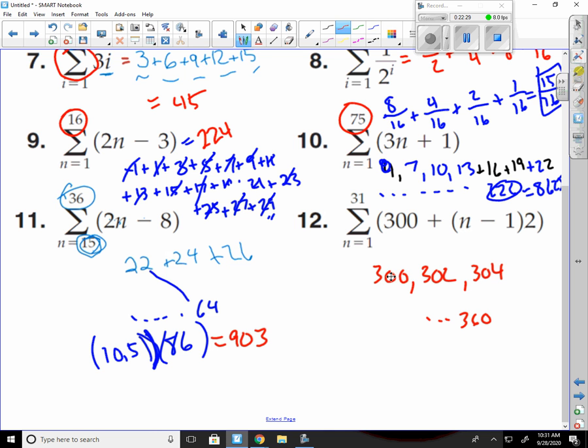Add my first term and my last term. It gives me 660. Then this goes up to 31. So it is going to be 31 over 2. It's 15.5 times 660, which is 10,230.